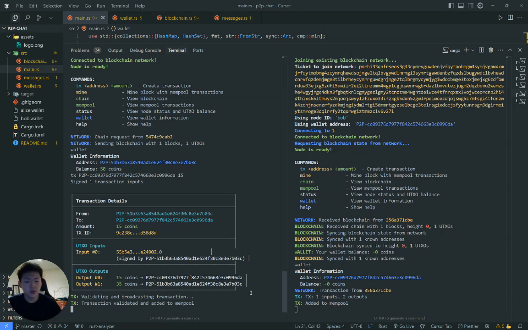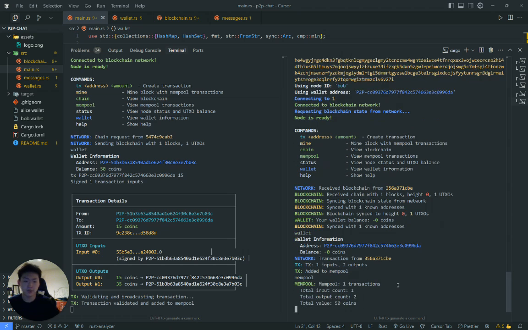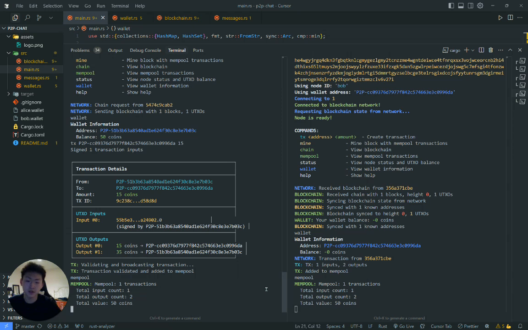We can also see how Bob's node has received that transaction from Alice's node broadcasting the transaction across the network. And if we run the command mempool to check the memory pool, we can see that that transaction is in fact stored in the memory pool in each node, waiting to be picked up and mined.